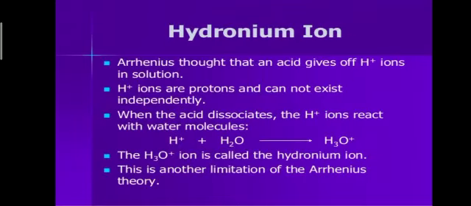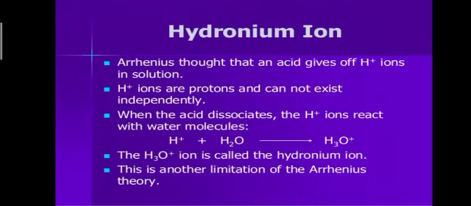Arrhenius thought that an acid gives off hydrogen ion in solution. This is the actual definition of acids. So hydrogen ions are protons and cannot exist independently. When the acid dissociates, the hydrogen ion reacts with the water molecules to form hydronium ion. Hydronium ion is also an acid. The hydronium ion, H3O positive ion, is called the hydronium ion. This is another limitation of the Arrhenius theory.